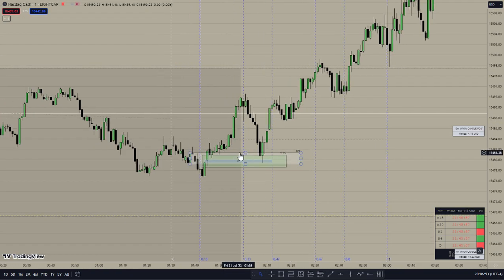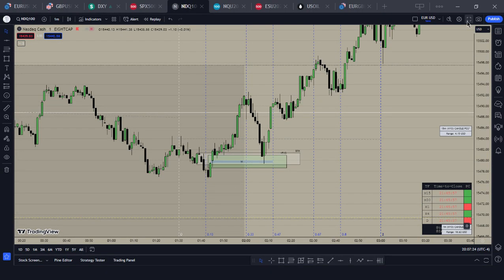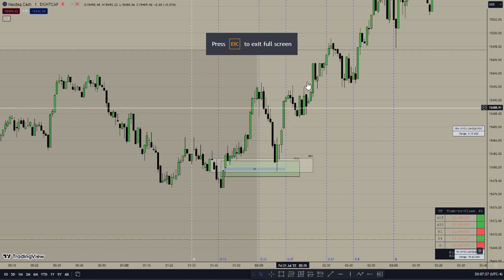But look at this. This is the London neutral, 2 a.m. to 5 a.m. For example, you don't buy here. You won't buy here. So if you don't want to buy here, because we have 4 PD arrays showing that the price is going up, we have the liquidity here. So breaker, first PD array. Fair value gap, second PD array. Volume imbalance, third PD array. Order block, fourth PD array. So 4 PD arrays showing that the price is going up. So you want to buy here.